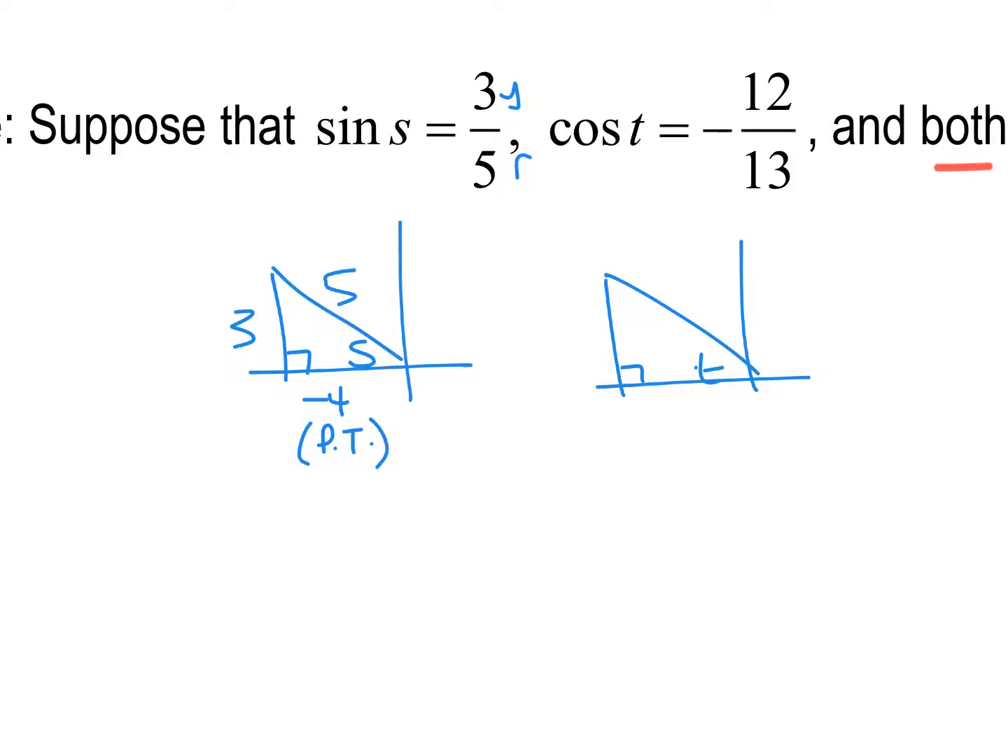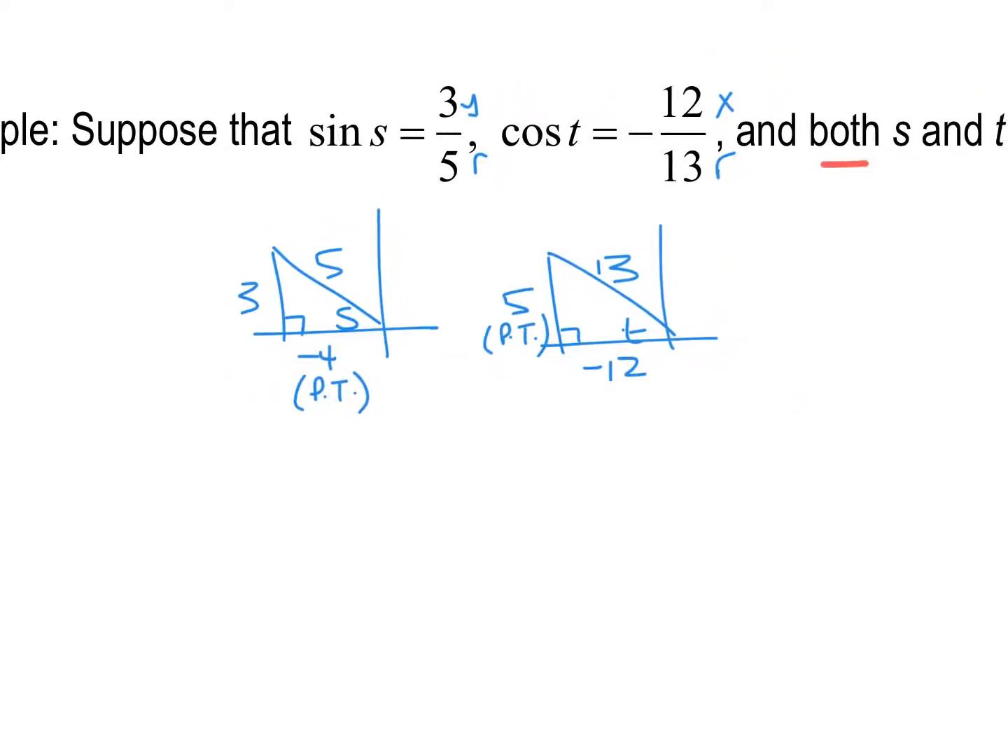Same thing over here for cosine. This is x, this is r. Remember, r is always positive because it's the hypotenuse. That's my 13. This is a -12. That's why the cosine in quadrant 2 is negative. It goes with the x value. And then again, by Pythagorean theorem, you can find this y value, which is 5. Using a ton of Pythagorean theorem here.